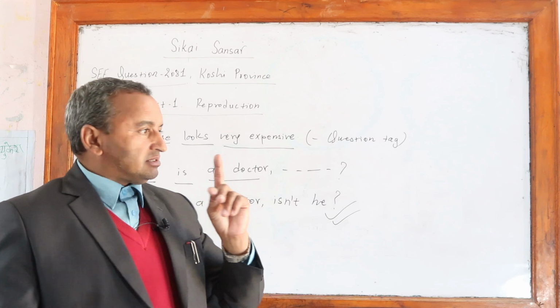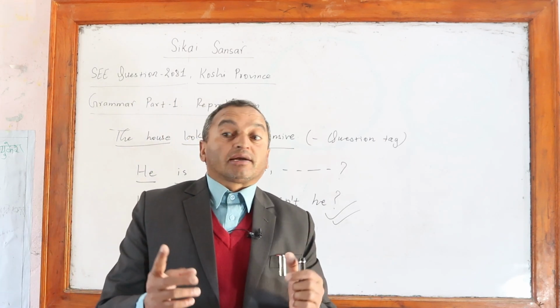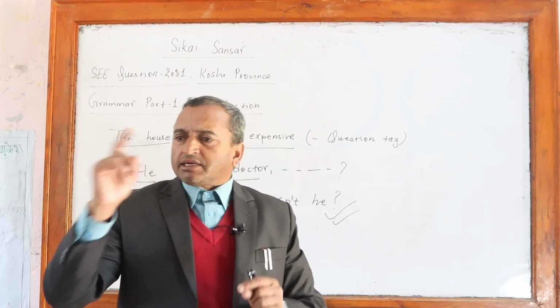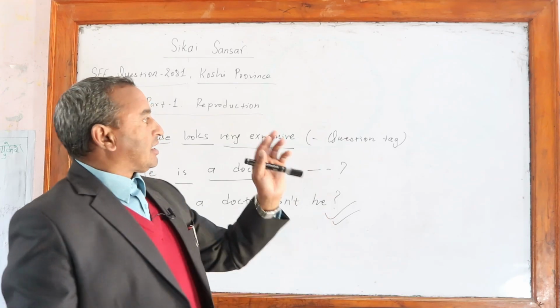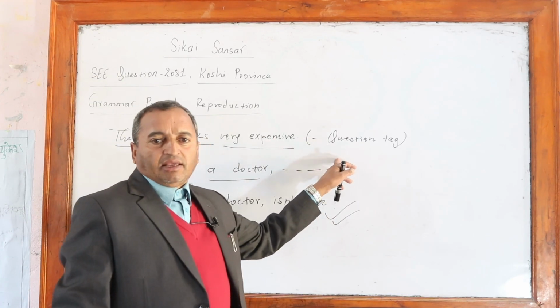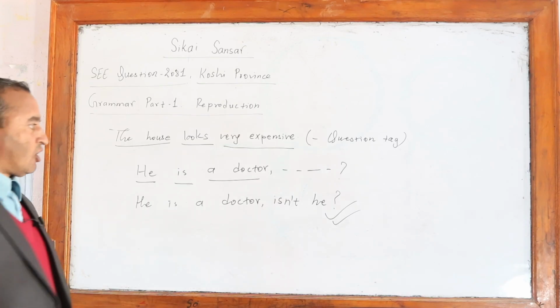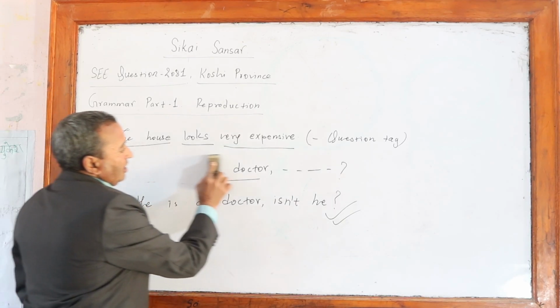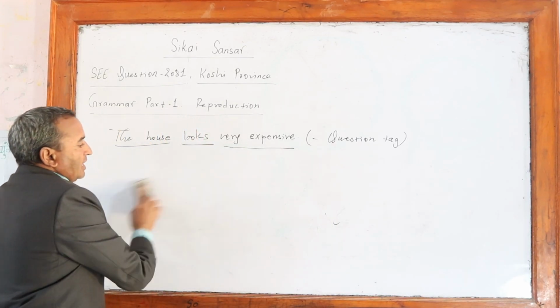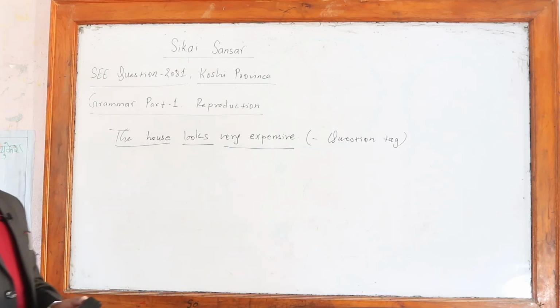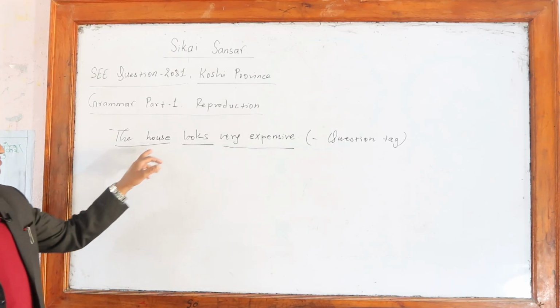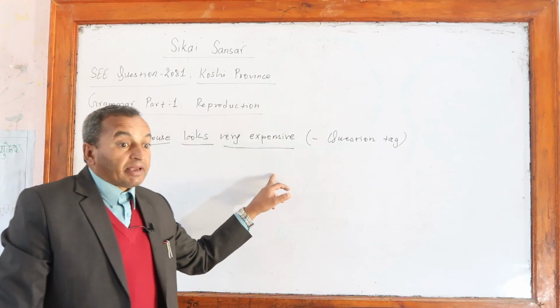So now, did you get the point? We need the auxiliary verb while changing in a question tag. So now I move towards that very original question. Okay, let's omit the example here and move there. Look, the question is, the house looks very expensive.